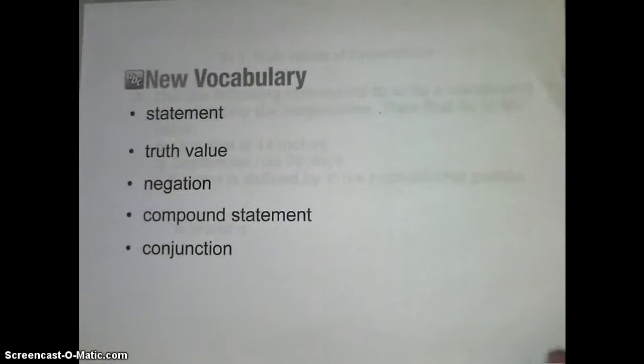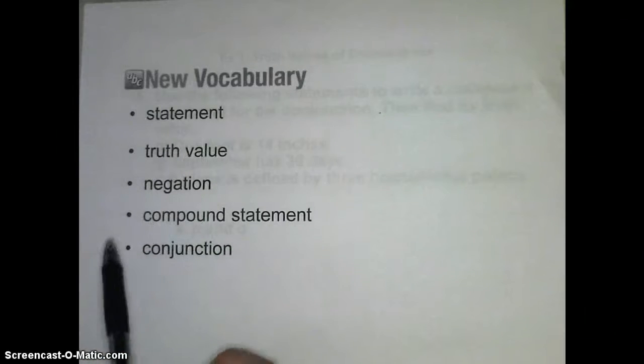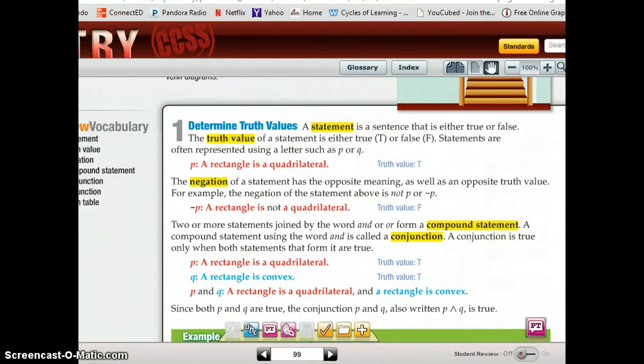Alright, before you begin to watch the rest of this video, please make sure that you've read lesson 2.2, which starts on page 99, and make sure you have your definitions written down in your vocab book for statement, truth value, negation, compound statement, and conjunction. Alright, before we begin, I do want us to take a quick look at just what you would see in your book to make sure you know these definitions.